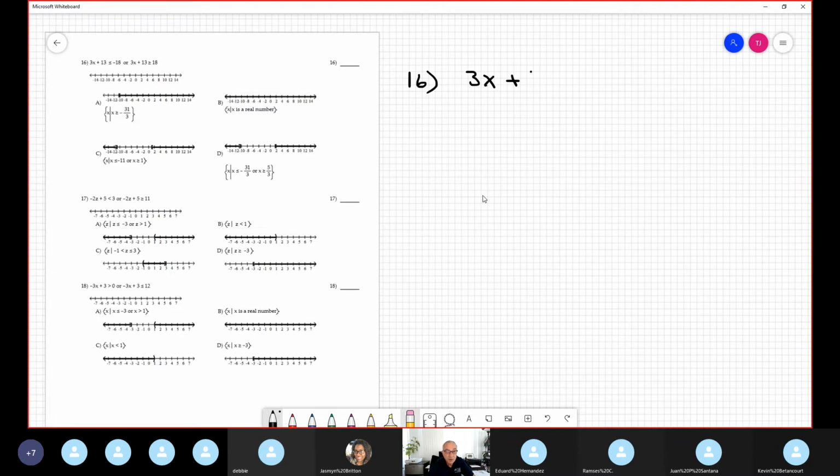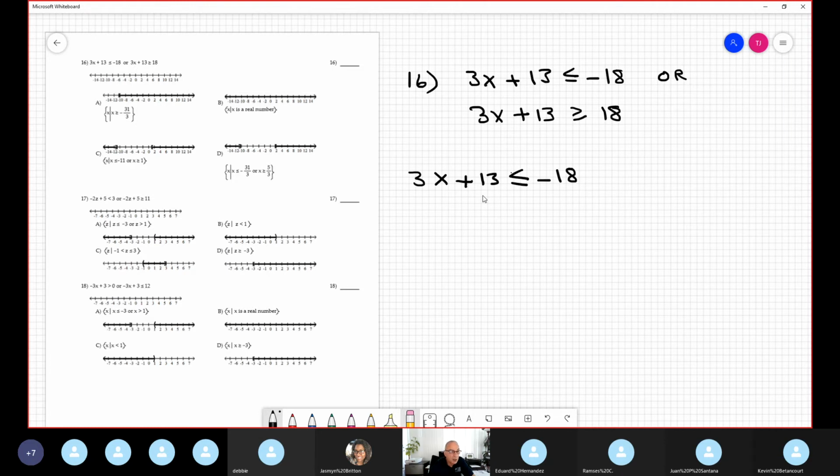3x plus 13 less than or equal to negative 18, or 3x plus 13 greater than or equal to positive 18. It's the same expression, but one positive and one negative. Okay, I copy the first inequality. I solve it exactly the same as we did before.